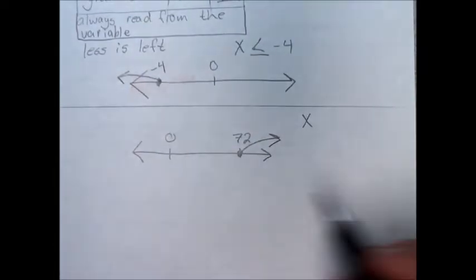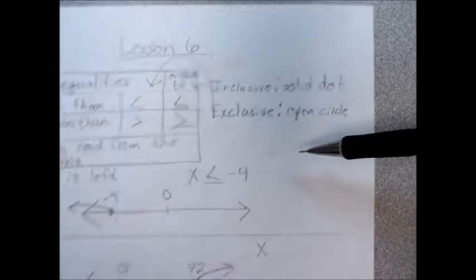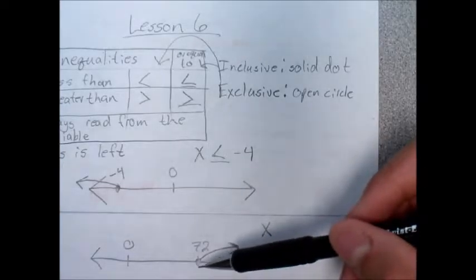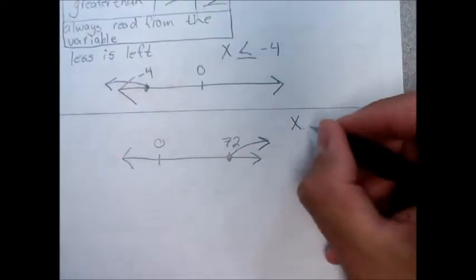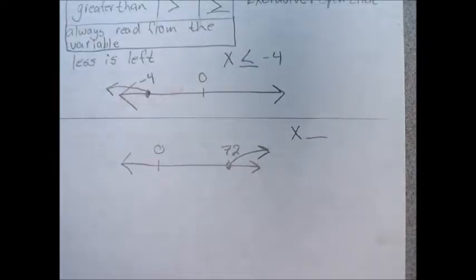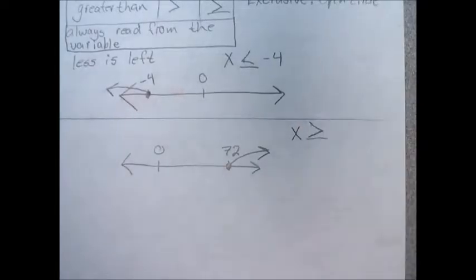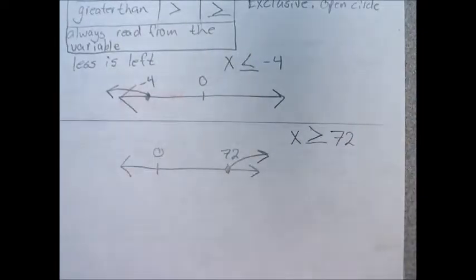Is this going to be inclusive or exclusive? It's inclusive. It's a solid dot, right? I made a solid dot here, meaning I just made a point. So it is going to be inclusive, so it's going to be a greater than or equal to. Now, I need to decide, is it a less than or a greater than? It's a greater than, because it's going to the right. So x is greater than or equal to the point that we plotted, which was 72, and there's the answer. Any questions about that? I'll give you one more.